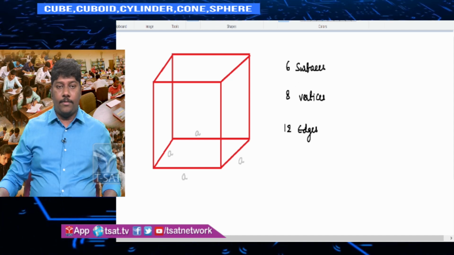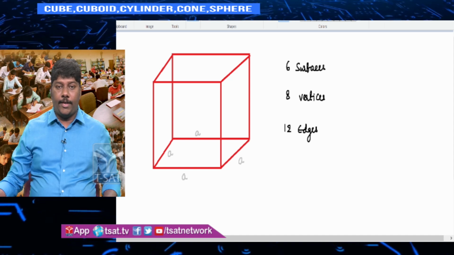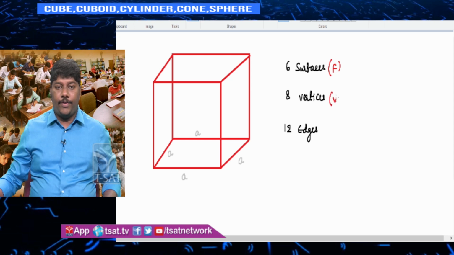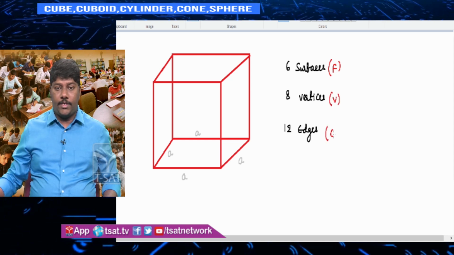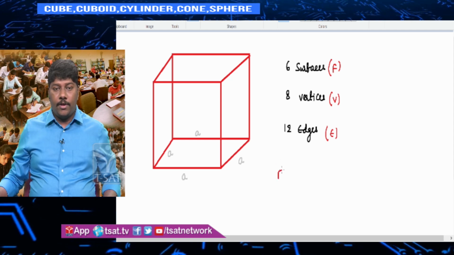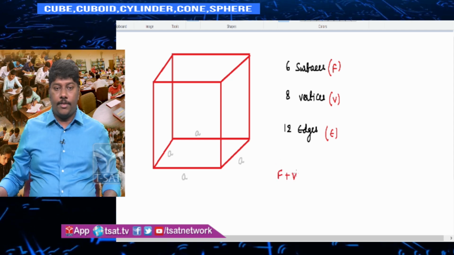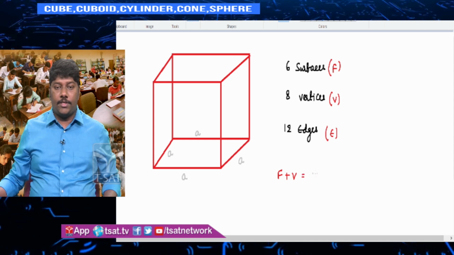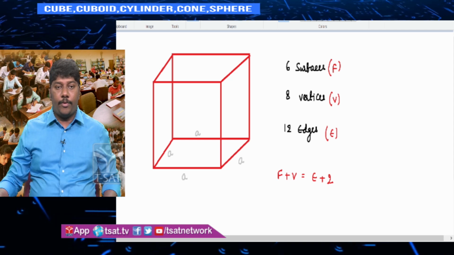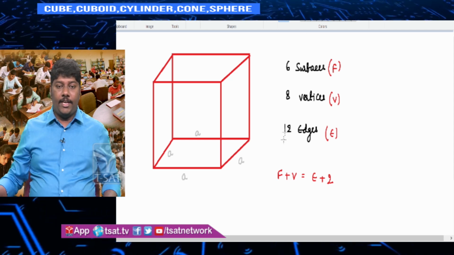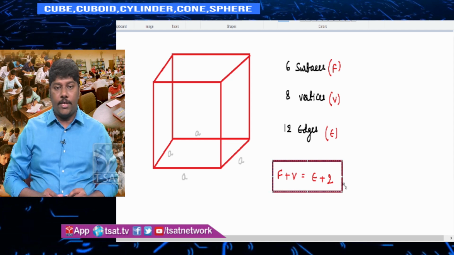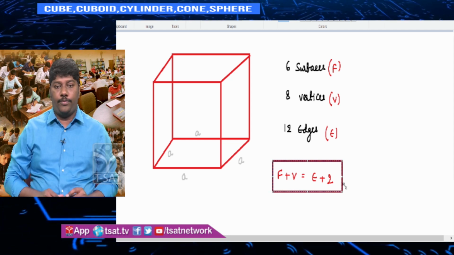For any polyhedron, just remember, surfaces we call faces, F, vertices V, edges E. The relation between faces, vertices and edges is: number of faces plus number of vertices is equal to number of edges plus 2. This holds good for any polyhedron. You take any polyhedron, this will be true. So, F plus V is equal to E plus 2.